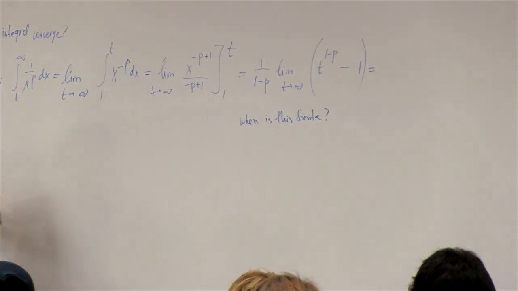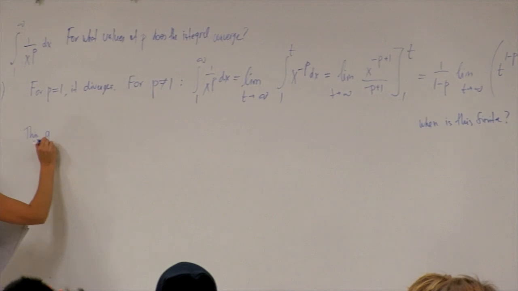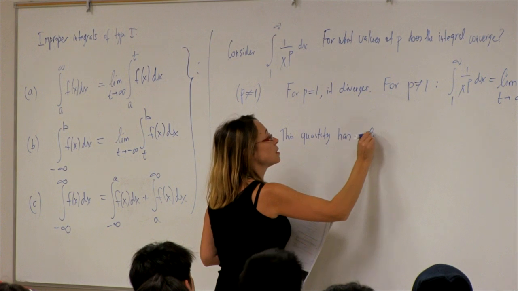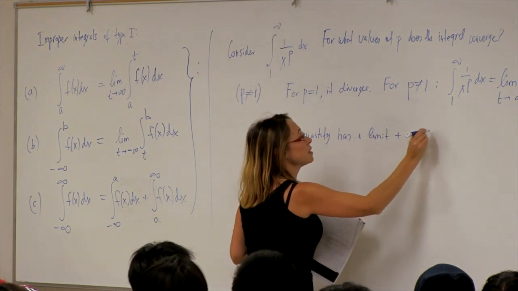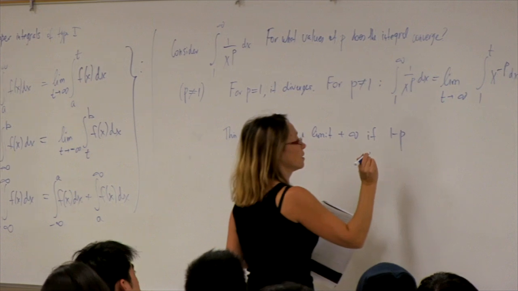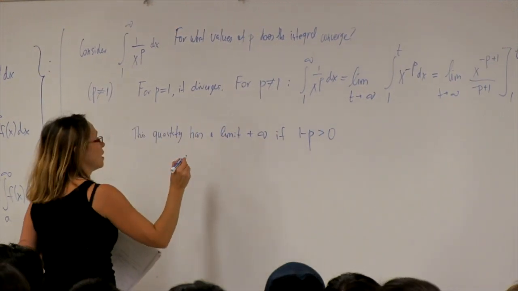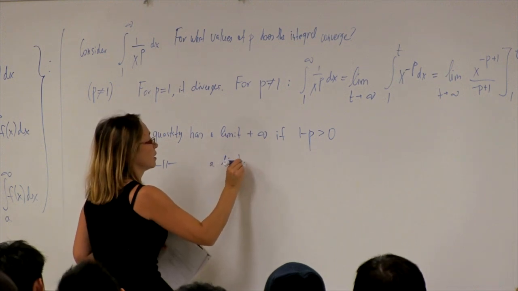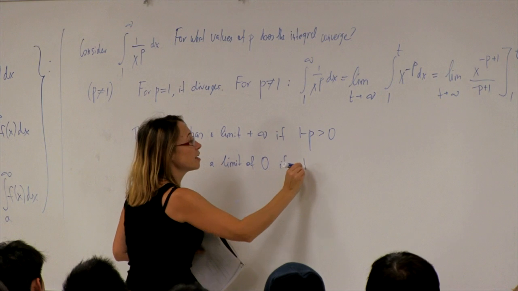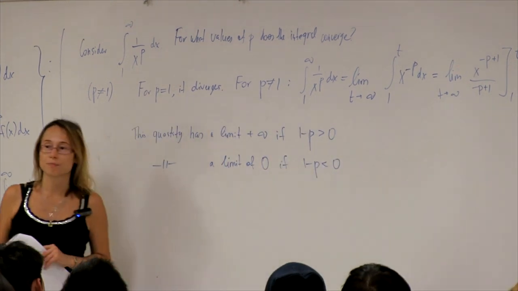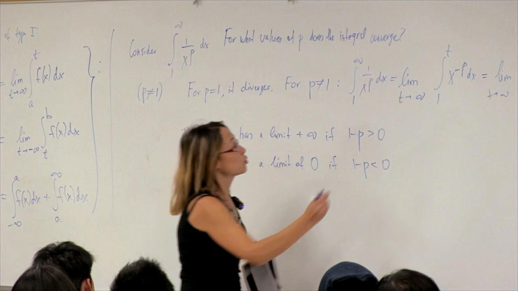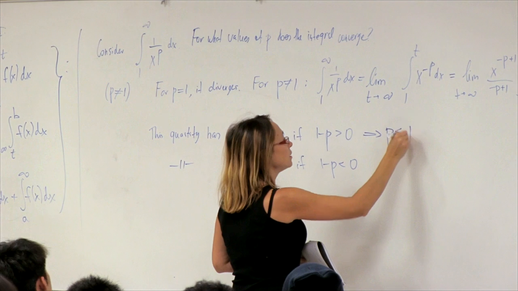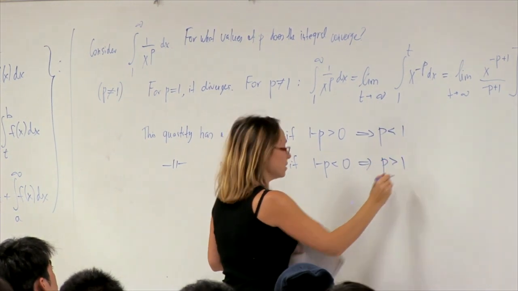So this quantity has a limit of plus infinity if the power is greater than 0, and it has a limit of 0 if this power is negative. Correct? So this I can invert and say that this is the same as p less than 1, and here p is greater than 1.